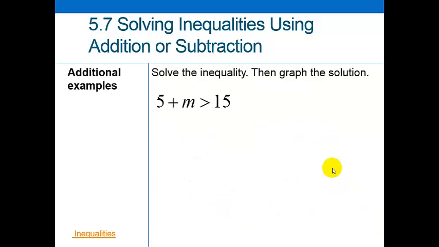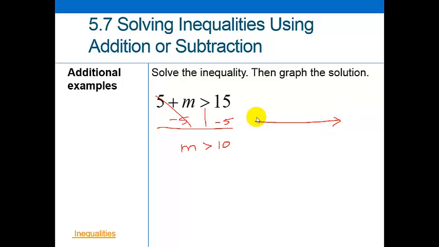All right, so just a couple more examples. And here we go. We want to isolate that variable. So to get rid of this plus 5, I'm going to minus 5 from each side. 5 minus 5 is 0. I'm going to be left with m. So m is going to be greater than 10.